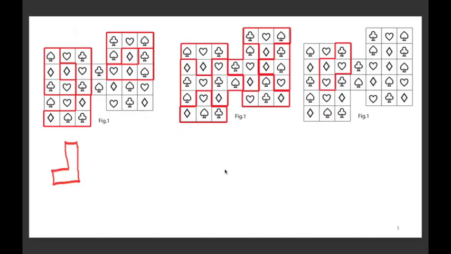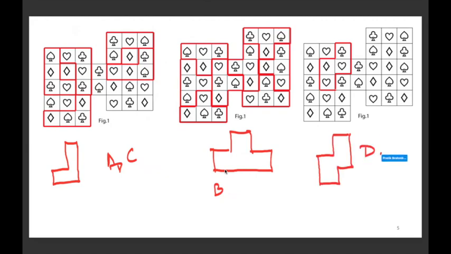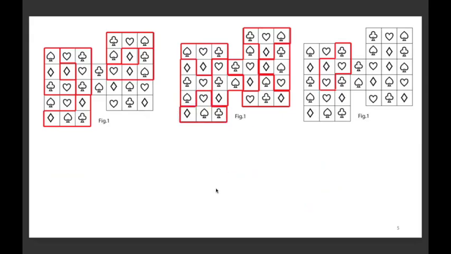This is the T shape, which was given in option B. This was A and C both. And this is the Z shape, which was given in option D. So in this case, if you observe, there's only one option where all the figures are included and we do not get any kind of residue left out. So B is the correct option here. We'll move to the next one.